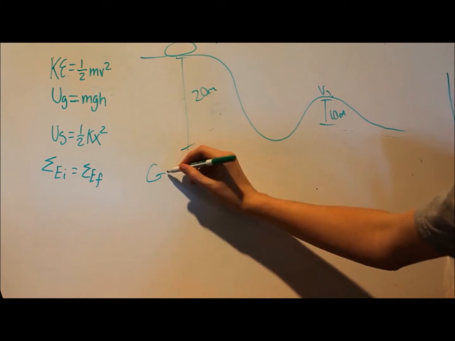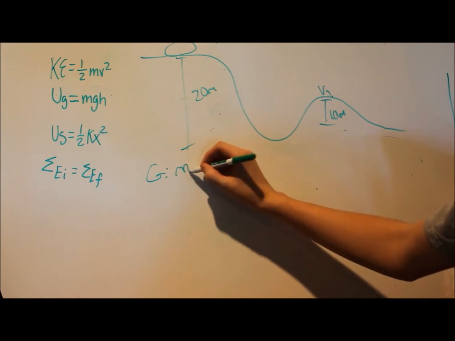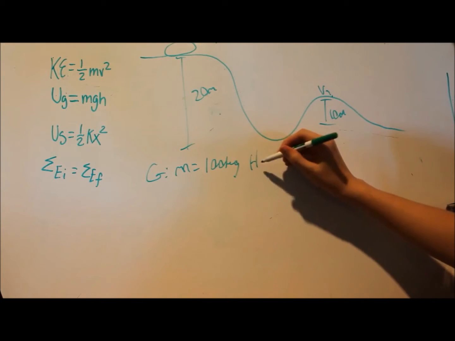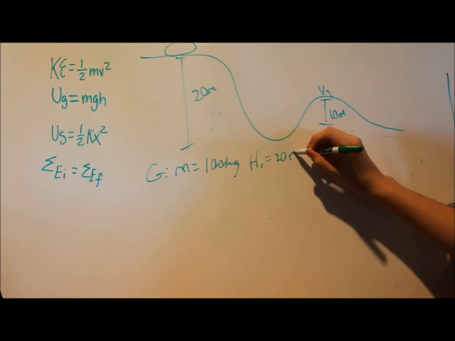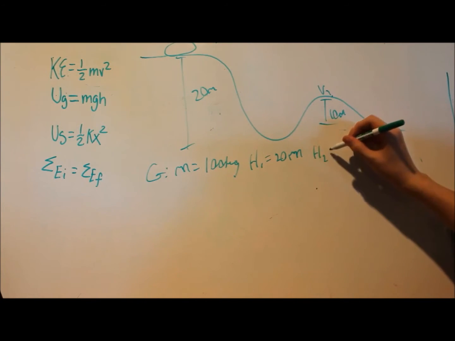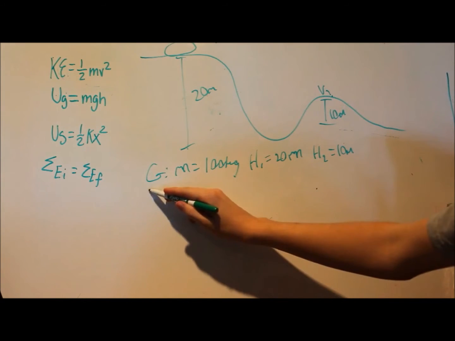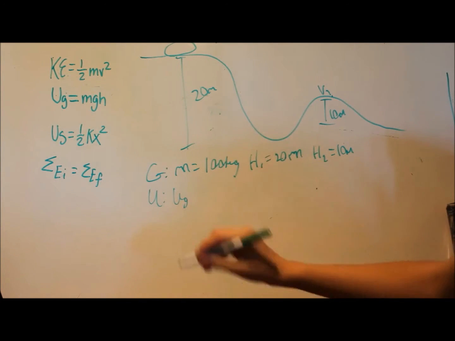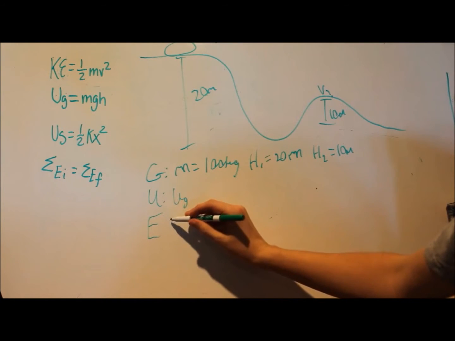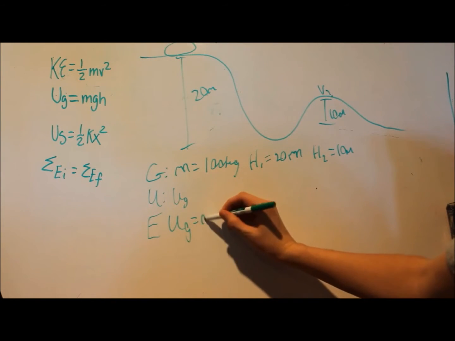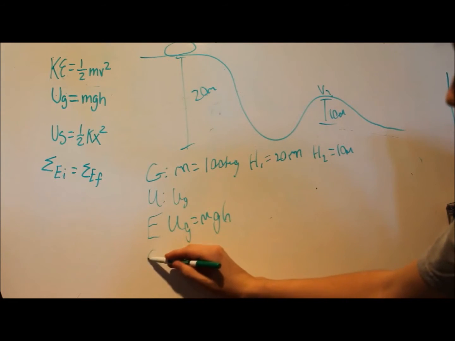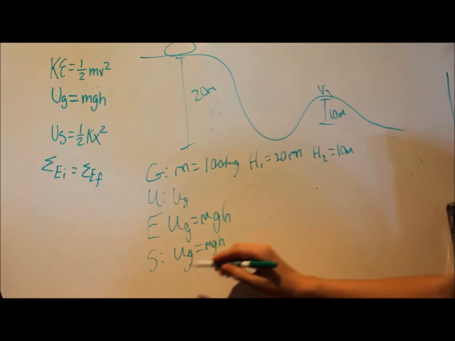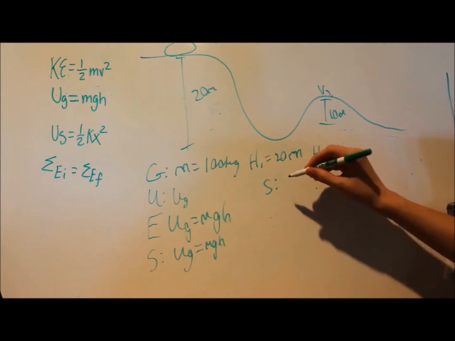So our givens are the mass of the roller coaster is equal to 100 kilograms. The height of the first hill is equal to 20 meters. And the height of the second hill is equal to 10 meters. Our unknown is going to be gravitational potential energy for both cases. Our equation is going to be UG equals mgh, and we don't need to change it for this situation. So we simply plug in the numbers for both cases.